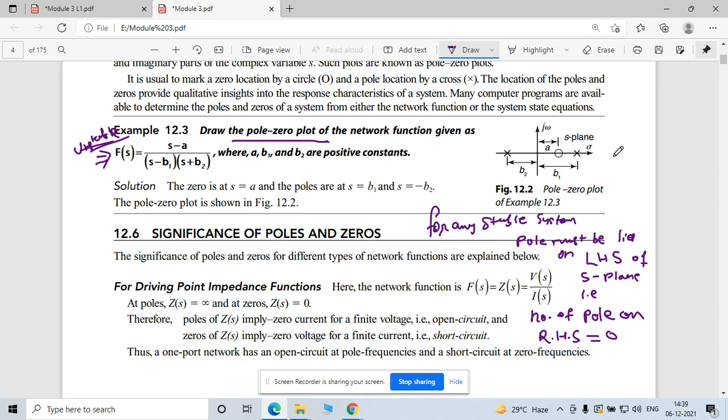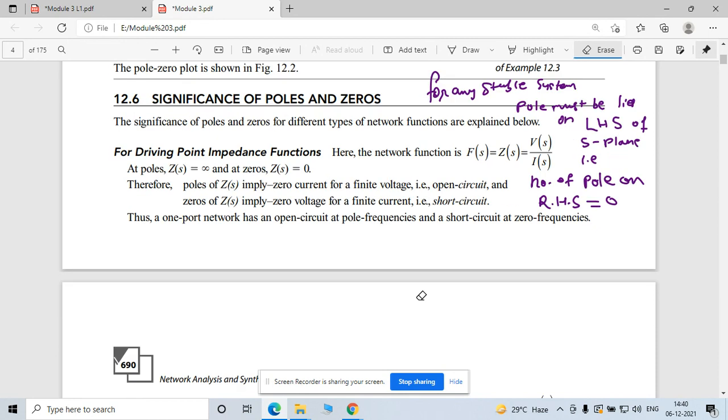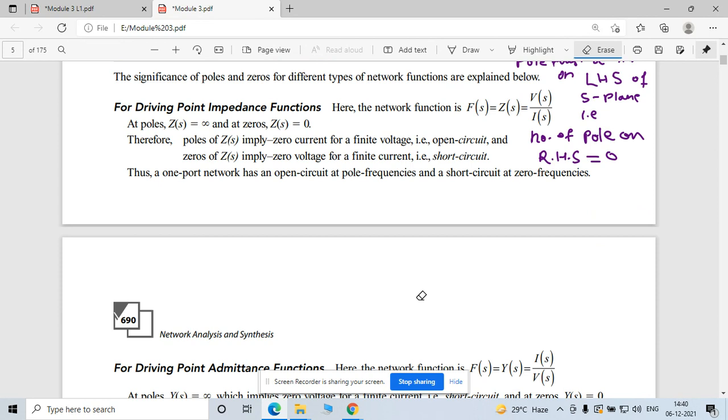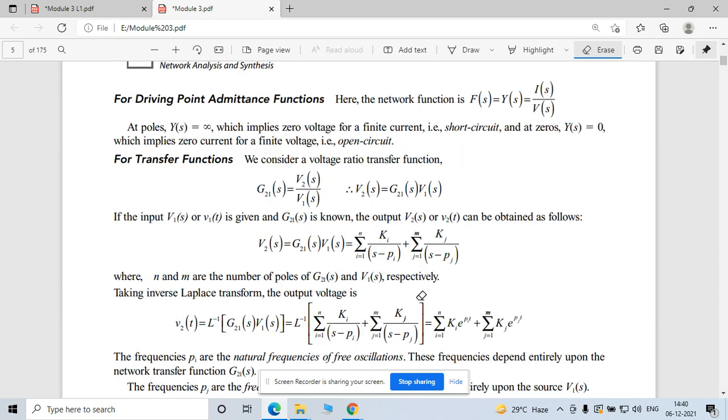Okay. Now see here, the significance of poles and zeros is also given to you. Read it out. For the driving point impedance, their function is, now see, I hope you are clear on the difference between driving point impedance and transfer function, right? Both are not equal. This is your impedance, nothing but V by I, and your transfer function is nothing but the ratio of response, right?